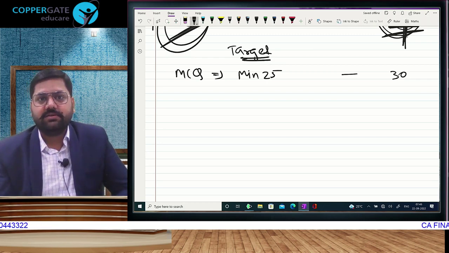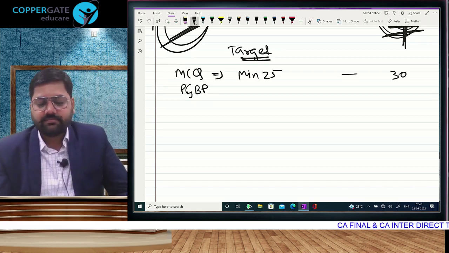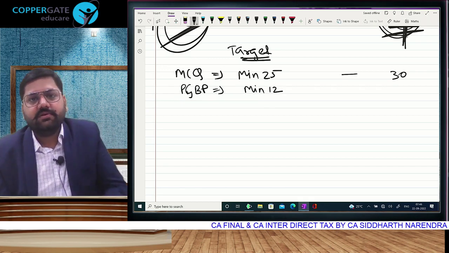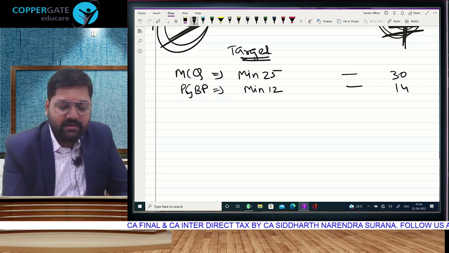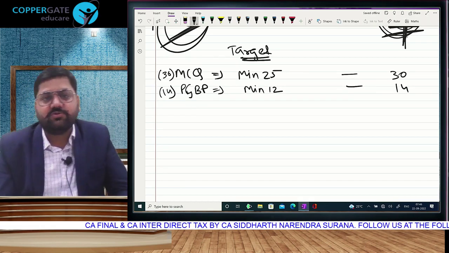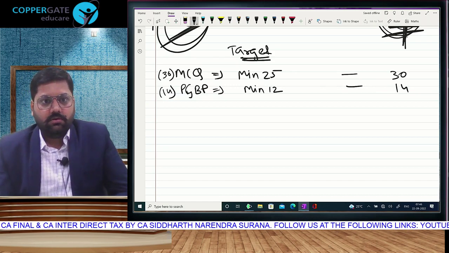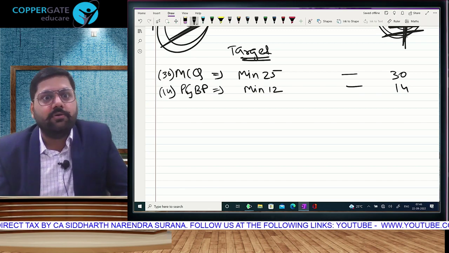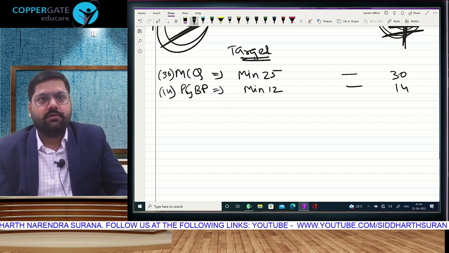What will be your target in MCQs? Minimum 25 marks. Then do we know that we have profits and gains of business or profession? Which comes for how many marks? 14. Minimum 12, and this also can go up to 14. That's the maximum. MCQ weightage is only 30 and PGBP weightage is only 14. And in these two itself, you can score full. How, sir? I am there. No, 2.5 months I need for telling you how. I can't tell you that today. If passing is your target, then that's done, friends, right here. Done.